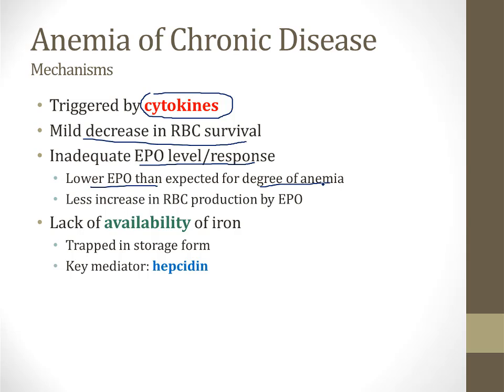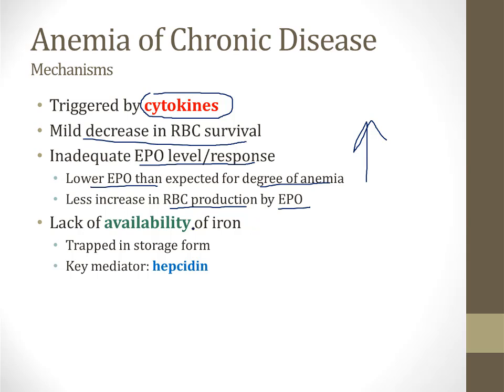So for example, if a patient had a similar anemia due to iron deficiency, they would have a higher EPO level than what you see in anemia of chronic disease. The EPO level rises in both conditions, but it doesn't rise by as much in the anemia of chronic disease. In addition, there is less increase in the red blood cell production generated by EPO among patients who have anemia of chronic disease.